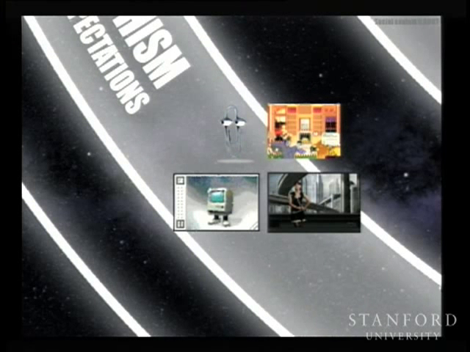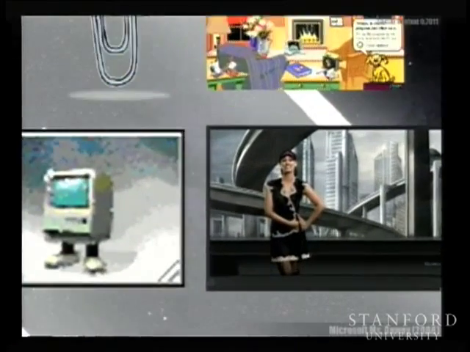We have Clippy and Bob, neither of which were terribly successful products. In fact, triggered a great deal of emotional reaction. Maybe that's a good way to put it. And what's interesting is that these examples, and the lower one on the right here is Ms.